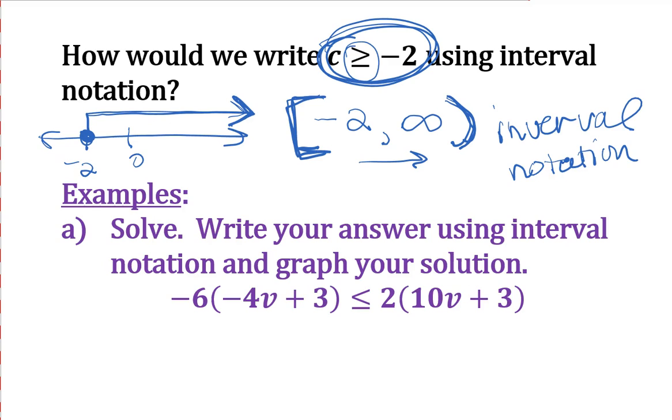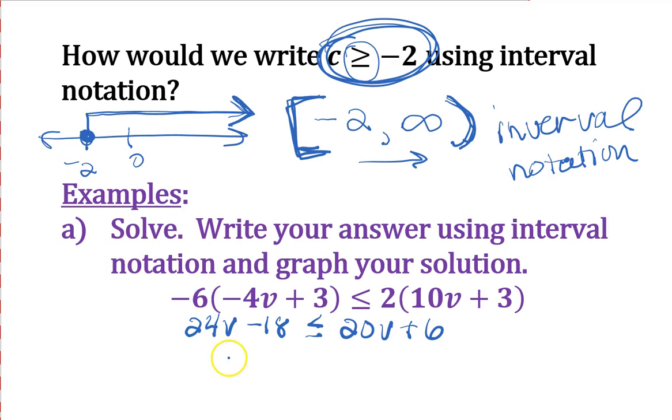The next example says to write your answer using interval notation and graph your solution. So basically solve and provide me with a graph again. In this instance, we have distributive property on both sides of the inequality symbol. I'm going to distribute the -6 through and get 24v minus 18 is less than or equal to 20v plus 6. Make sure you're distributing to both terms.